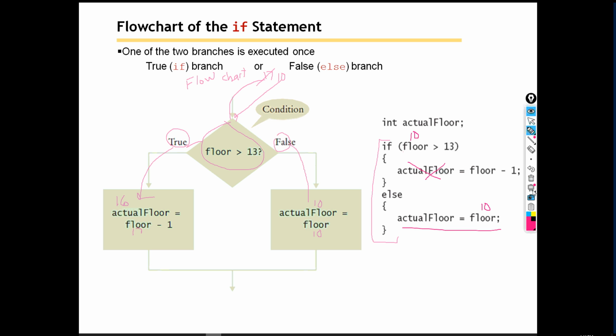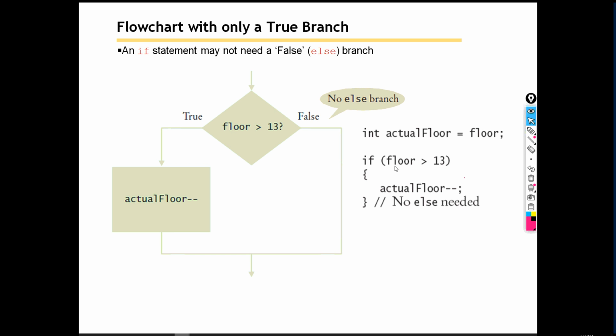And so the last thing to look at here is that sometimes there aren't two alternatives, that you only have one thing, just one branch, so to speak. So if the floor is greater than 13, then it'll take one away, and so that's what this code is. We'll talk about that at another time. But sometimes it's not necessary to have an else, and we'll learn more about that as we go on.